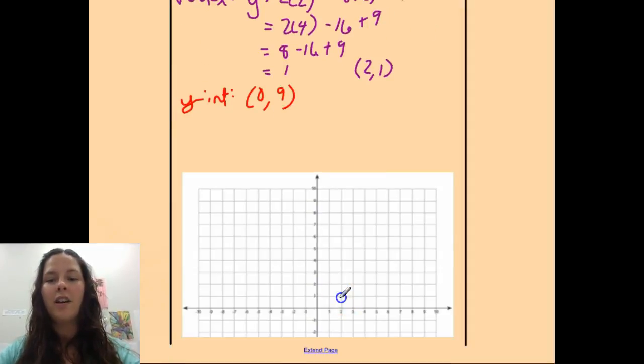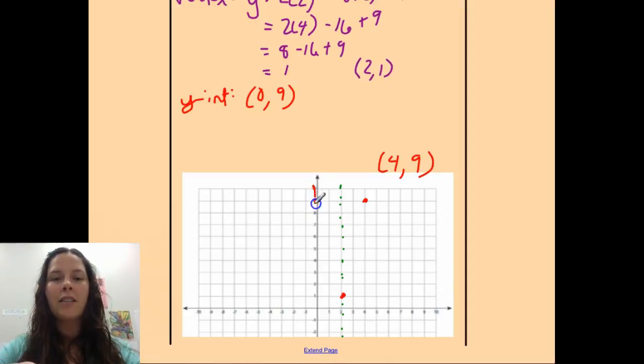Plotting these 2 points on our graph, we have a vertex at 2, 1, and a y-intercept at 0, 9. So next we'll sketch in that axis of symmetry right through our vertex so that we can flip that y-intercept across the axis of symmetry. Our y-intercept is 2 away from our axis of symmetry, so we go 2 away on the other side, and we get a point of 4, 9 as our extra point that we can graph, making a nice smooth curve at our vertex and putting arrows at the end of our parabola.